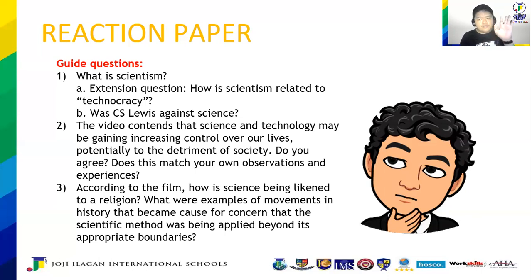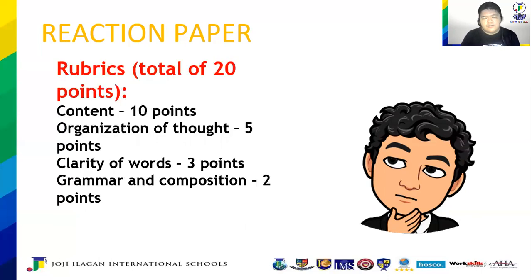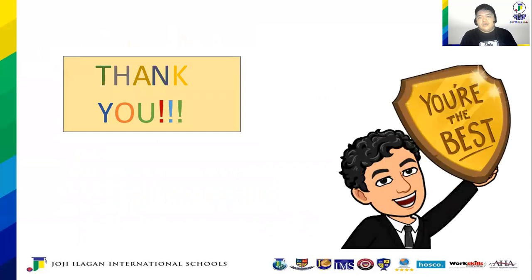Anyway, your task is being posted on Microsoft Teams, so please check on that. The deadline is next week, next synchronous week, so please observe the deadlines on our reaction paper. The rubric of this reaction paper is 20 points: content is 10 points, organization of thought is 5 points, clarity of words 3 points, and grammar and composition 2 points, a total of 20 points. So I hope you watch the video now. Don't hesitate, click the video link in the description below, and watch the video.